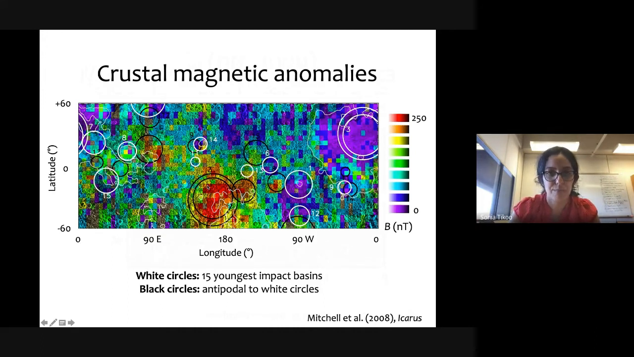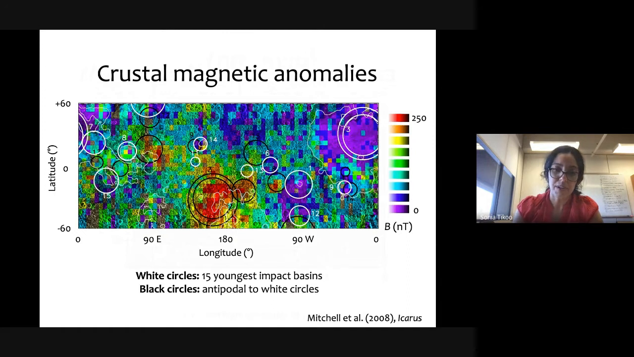And so this antipodal relationship between crustal magnetic anomalies and impact locations led to this question of whether lunar magnetism may not be related to a dynamo at all. Could it be the result of an impact-related process?